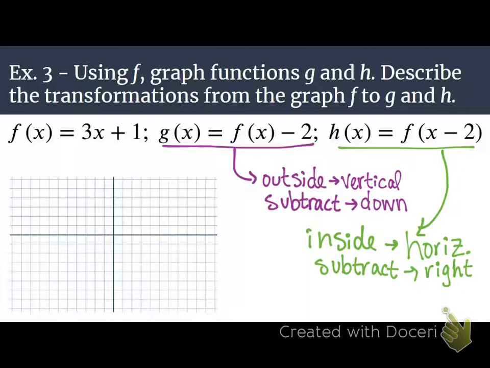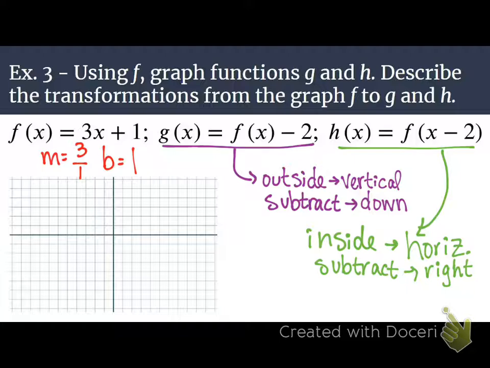Okay? And on both of these, they're changing it by 2 units. So before we can easily change these, it might help to have our parent function graphed. So if we go back to our parent function, what's my m? So my 3 over 1. Good, 3 over 1 for my parent function slope. And what about my y-intercept? 1.